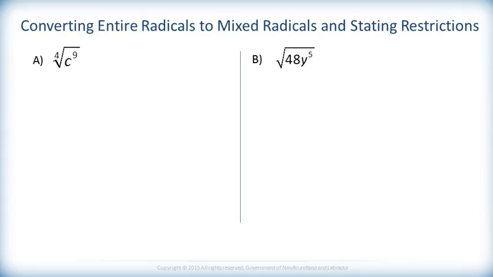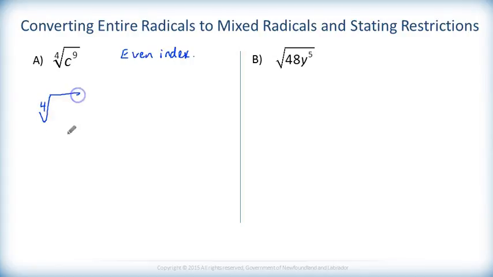Now we need to go the other way and write the mixed radical from the entire radical. We also need to get restrictions. We have an even index here, so we will have a restriction. We'll worry about that toward the end. It's a little easier to do it then. We have the fourth root of c to the 9. So we need a perfect root. We need a perfect fourth root.